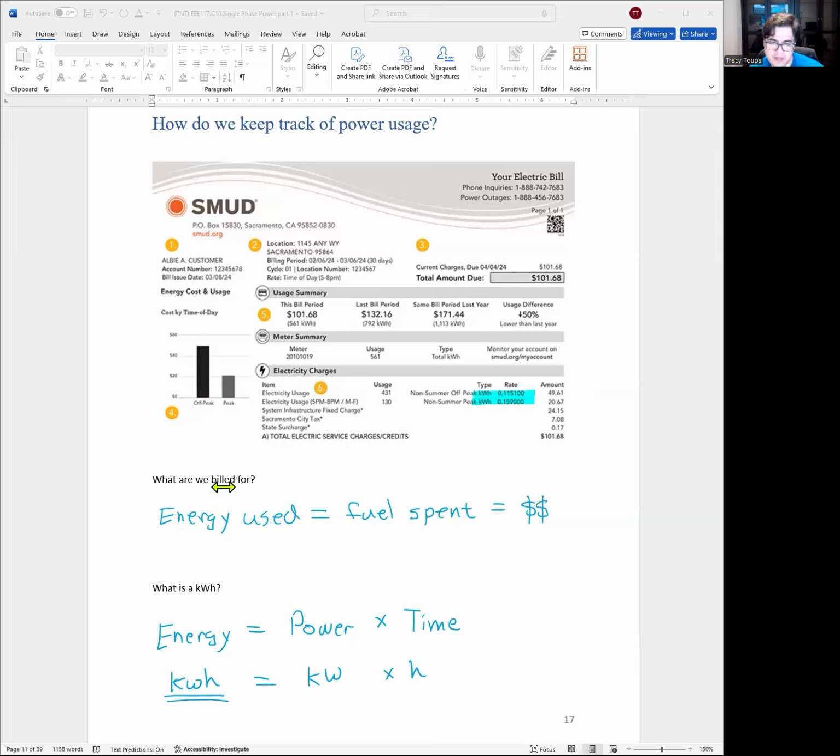Okay, so remember what energy we were billed for? Fuel spent by the utility. The utility has to spend on infrastructure to keep up, and we need fuel for the generators. All that comes in a package deal that you pay to the utility. Okay, it costs money.